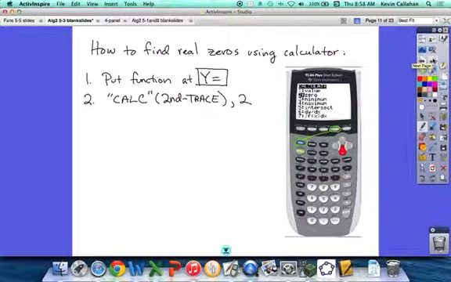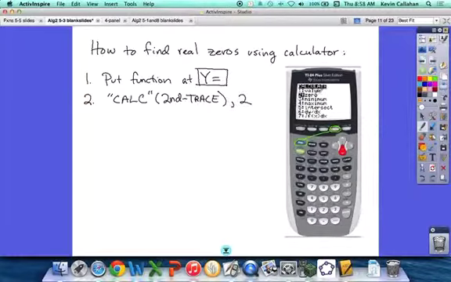Okay, we're going to hit second trace, right? There's the trace key right there. If you hit second trace, it's actually doing the thing which is right above the trace key. What does it say? It says calc, right? And the thing is that when we did the modeling data, we would go stat calc. That's a different calc, right? That was under the stat menu at the top. This is second trace gets you to this calculate menu.